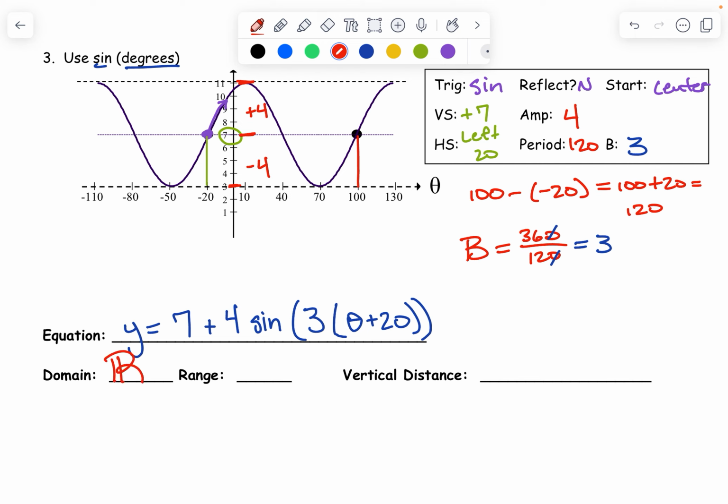The domain is going to be all real numbers. The range, the lowest point is at 3, highest point's at 11, and that's a vertical distance of 8.